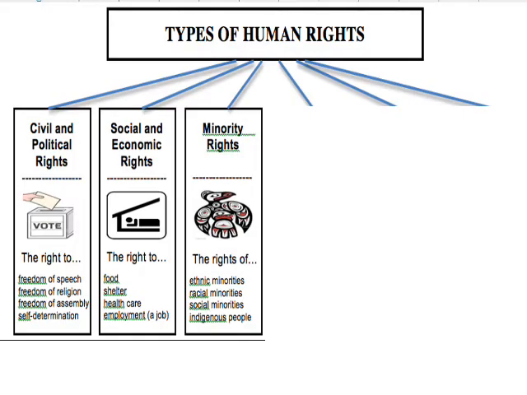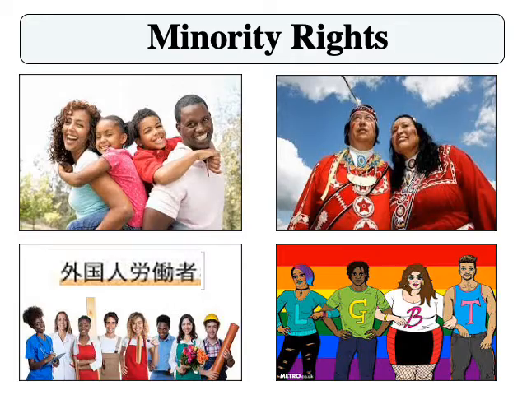Third is minority rights. The rights of ethnic minorities, racial minorities, social minorities, indigenous peoples. For students to understand about human rights, they have to understand that there are minorities of different types. Foreign workers, LGBT, indigenous people, different races, each who have rights and rights issues.